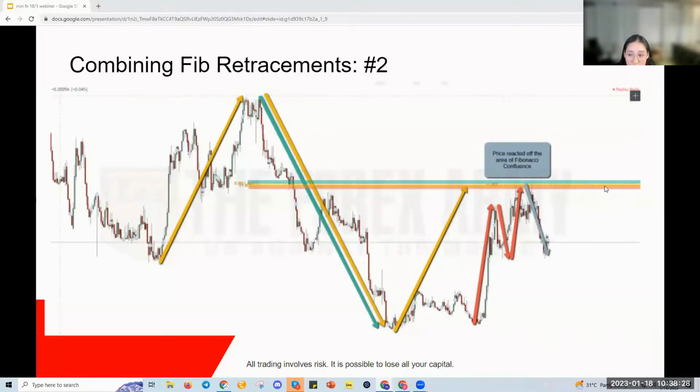Okay, so this is what I mean, by waiting for it to go up to this area and wait for the reversal before you short. Any questions about this second example?